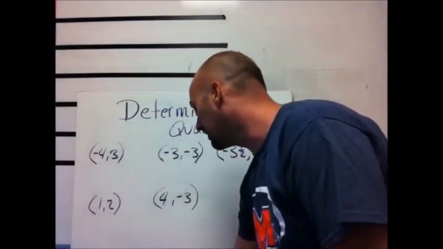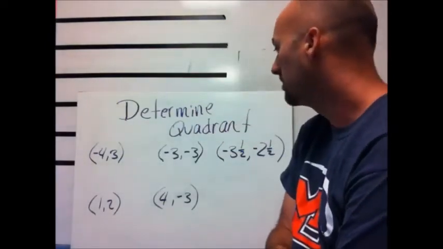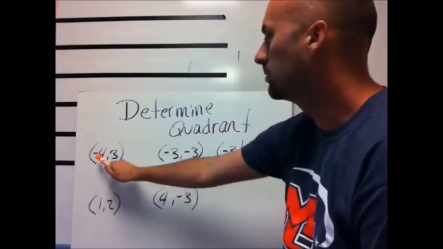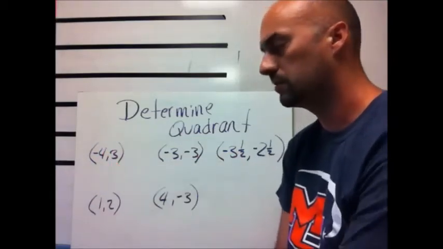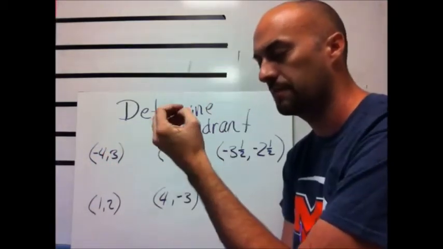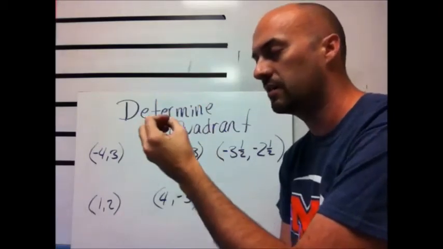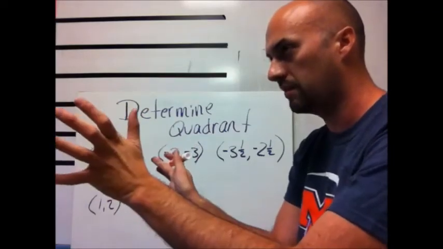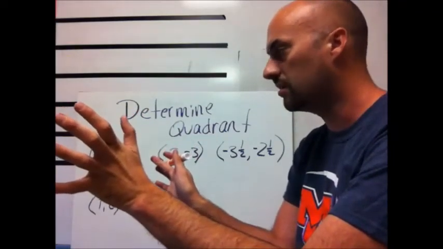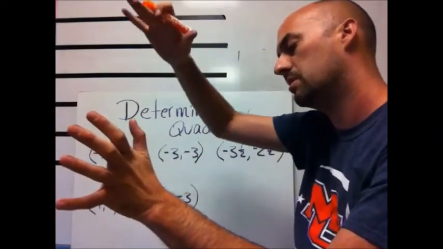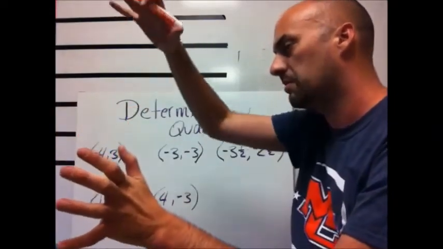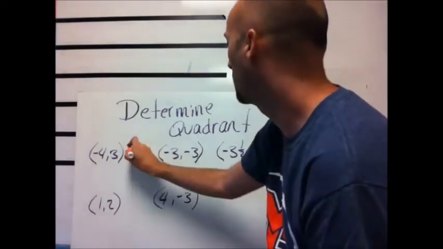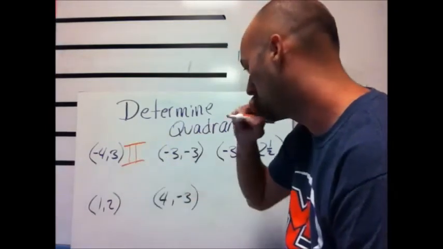So let's look at this, and let's determine its quadrant just by looking at the ordered pair. So negative 4, positive 3. Okay, so visualize yourself starting at the origin, right? And you've got to go to negative 4. So are you going to go left or are you going to go right? Well, I'm going to have to go left. And then I'm going to go positive. So is that going to put me up or down? That's going to put me up. So for this one, I'm going left and up, which tells me that is quadrant 2.